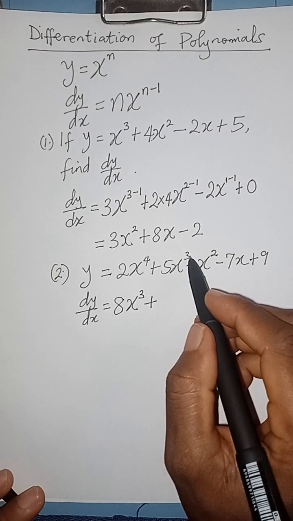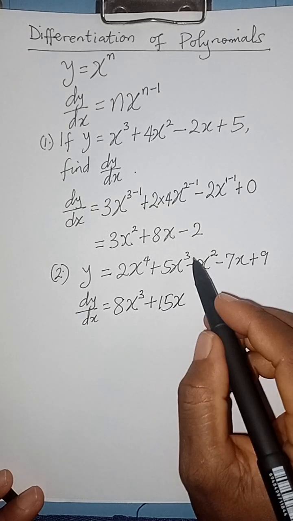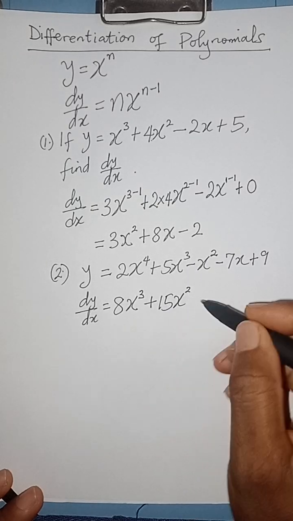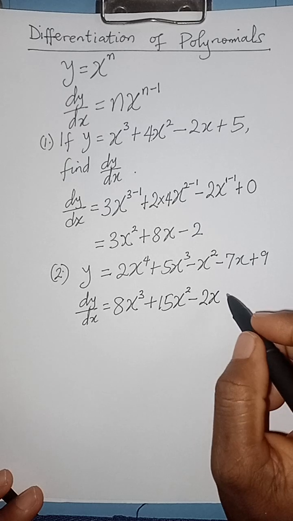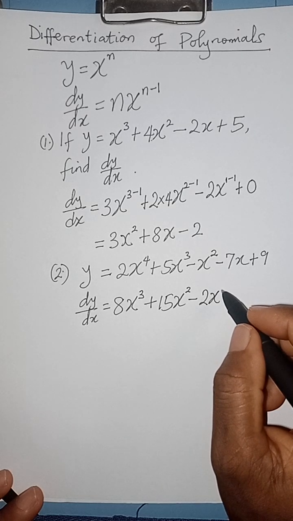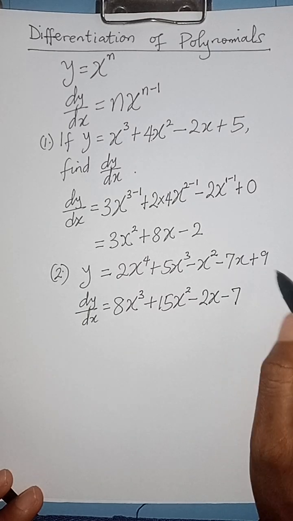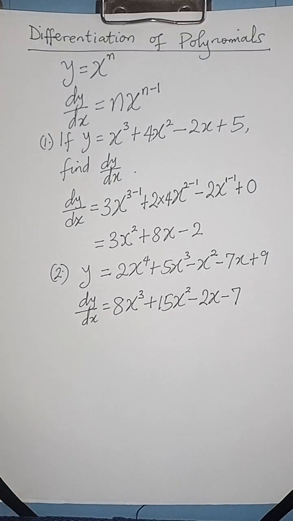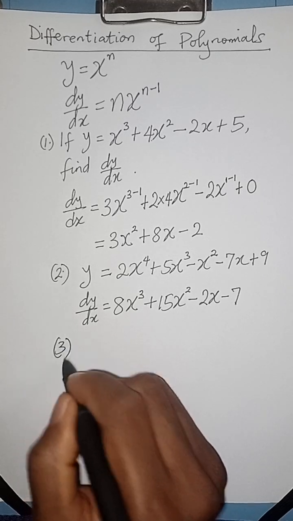Plus, bring down the power, 3 times 5, 15. Reduce the power by 1, 3 minus 1, 2. Minus, bring down the power, 2. Reduce it by 1, so it becomes 1. 2 minus 1 is 1, but there's no point writing the 1. Minus, differentiate 7x, it is 7. Differentiate the constant is 0. So this is the answer to your question. So I don't want to follow the rigorous process I followed earlier by subtracting. No, this is easier than working it out that way. Let's go to number 3.